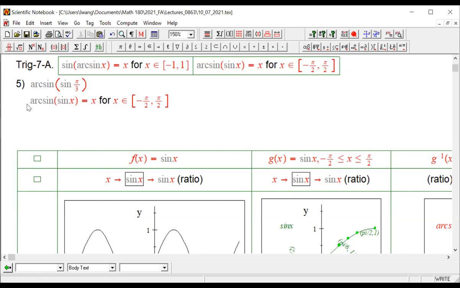It's almost like a matching game, right? ArcSine, sine, x. If x is between negative pi over 2 and pi over 2, then the whole thing is going to equal what? Pi over 3. So these two, it's like a shortcut, right? They're the shortcut.